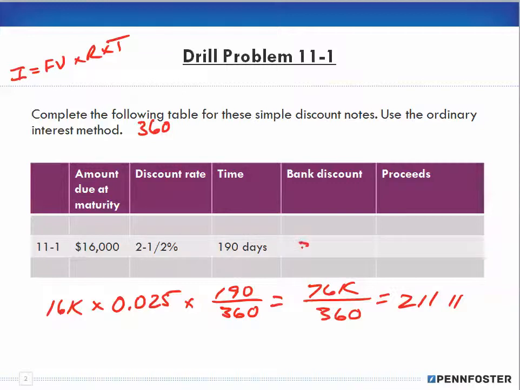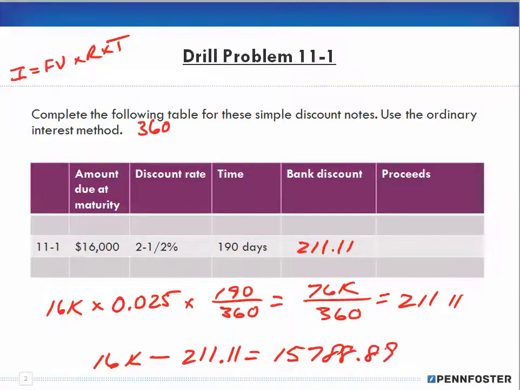Okay, so that's the bank. That is what the bank is going to discount, the 211.11. And then, of course, the proceeds are the 16,000 minus the 211.11. All right, because they're taking that discount right up front. So the proceeds ends up being 15,788.89.